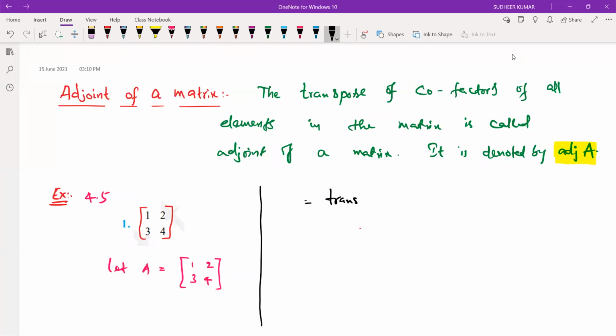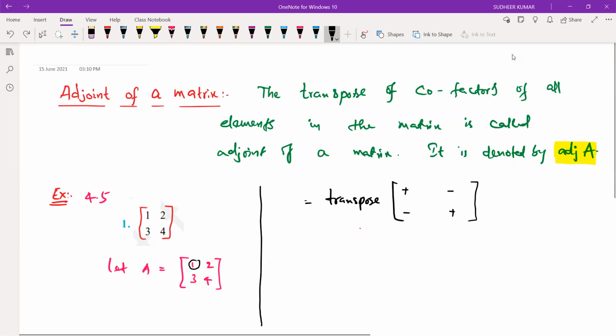So let us write the transpose of the cofactors. While writing the cofactors, as we know, it is minus 1 power i plus j. So the first one is plus sign, the next one is minus sign, the next one is minus sign, and the next one is plus sign. If you find the minor and cofactor also, you get the same result. So let us consider the first one, 1. Delete this row and column. So the remaining value is 4.